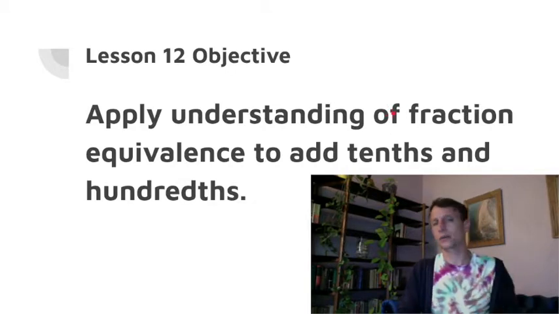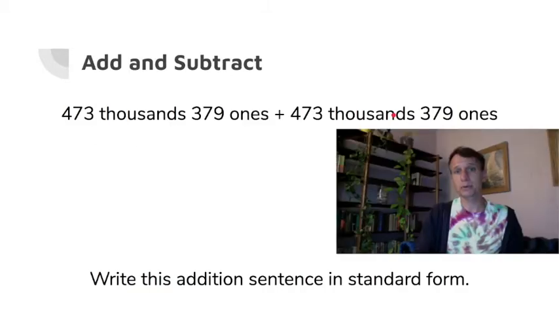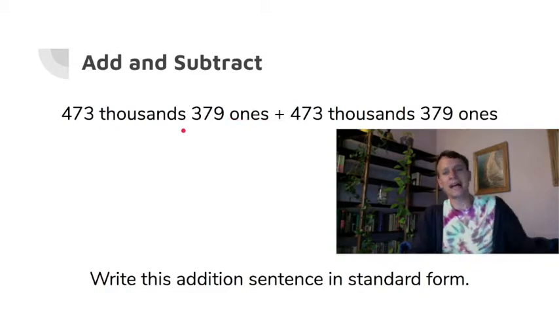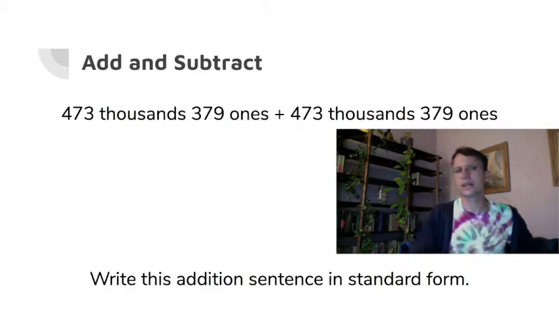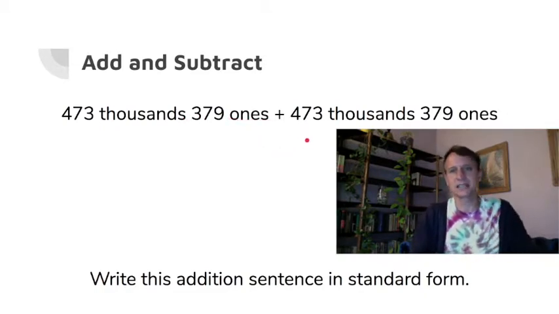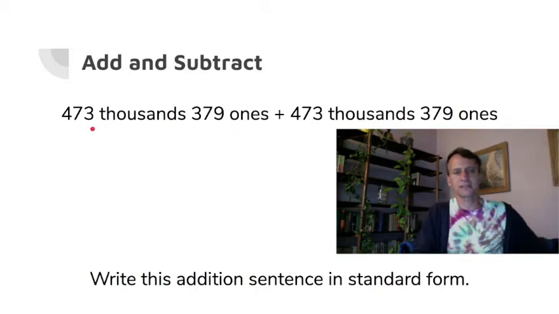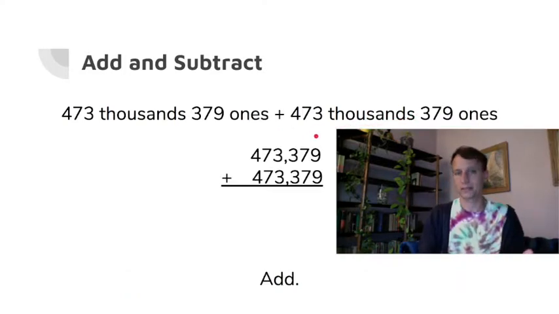Let's start off with a little fun though, shall we? We're going to add and subtract, and here I will need you to pause the video and go ahead and do this, and then come back and check your answer. But first we're going to start off adding. We're going to write it in standard form. It's here in unit form. 473,379 ones plus the same. And what would that look like? All right, and go ahead and add.